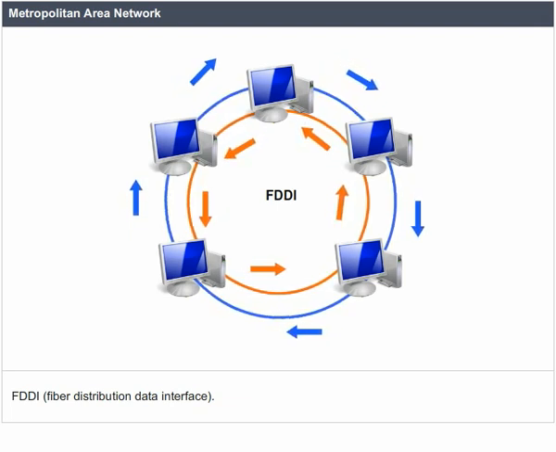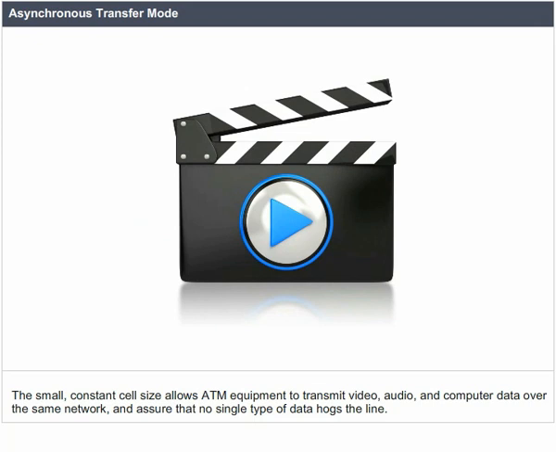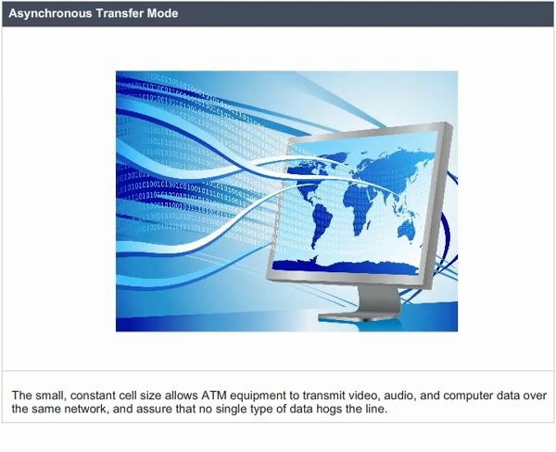Asynchronous transfer mode. Asynchronous transfer mode is a network technology based on transferring data in cells or packets of a fixed size. The cell used with ATM is relatively small compared to the units used with older technologies. The small, constant cell size allows ATM equipment to transmit video, audio, and computer data over the same network and assure that no single type of data hogs the line.